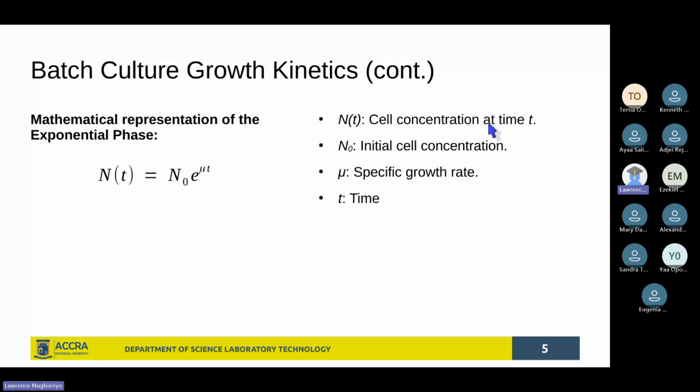So it means that with this mathematical equation, you can actually determine at every point in time in the production process how much of microbial cells are there. What's the concentration of microbial cells maybe after 30 minutes, after 1 hour, 30 minutes, you'll be able to determine that, expressing it mathematically this way.